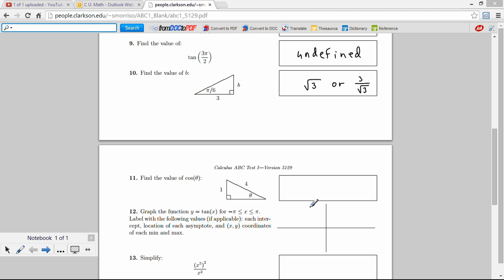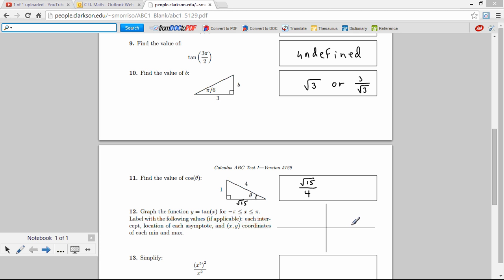Question number 11 is the trig. Find a value with one of the sides missing, and here they're looking for cosine. Cosine, of course, is adjacent over hypotenuse, and for the angle that they provided here, that's going to require you to do a Pythagorean theorem, and you should have figured out the missing side was square root of 15, and so the cosine ratio would have been square root of 15 over the hypotenuse, which is 4. So that should have been your answer there.